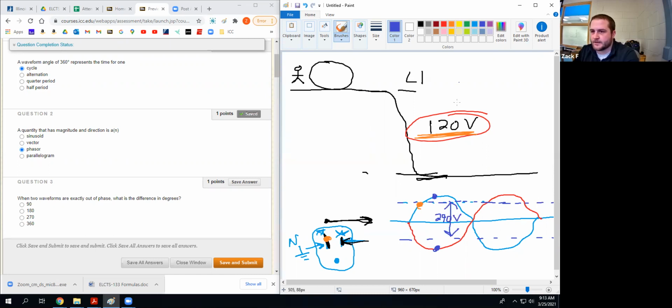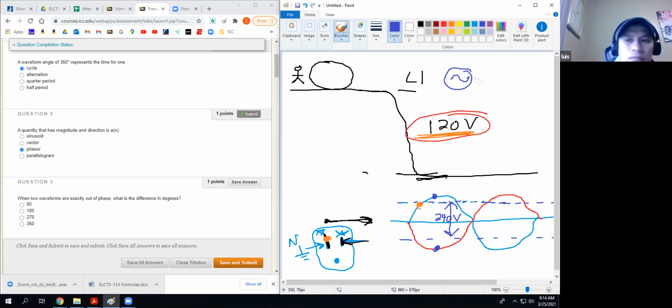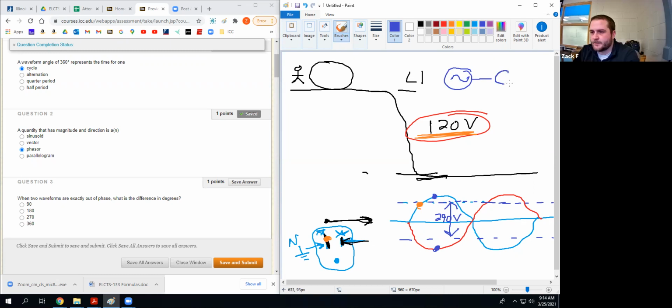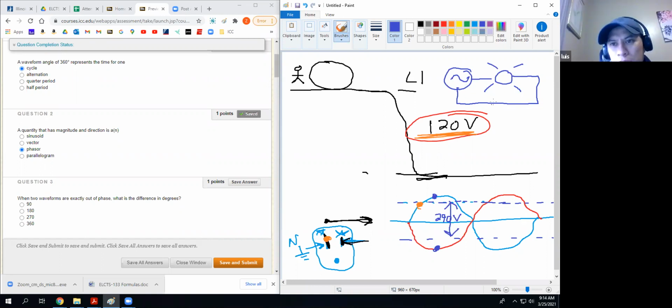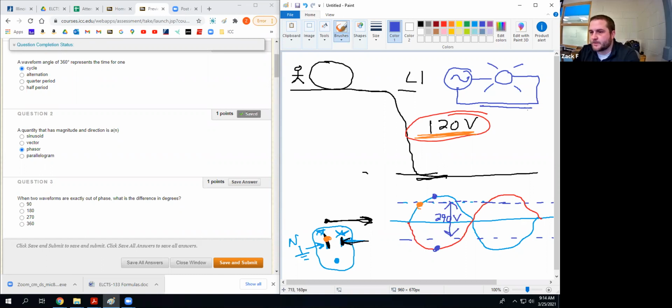What you end up getting is alternating current. Let's put a little simple circuit here. Alternating current, light bulb. If this was a battery instead, DC, what would the current do? It would only go in one direction, one go around. In alternating current, you're getting current going this way, and then you're getting current going that way. And that happens 60 times a second.